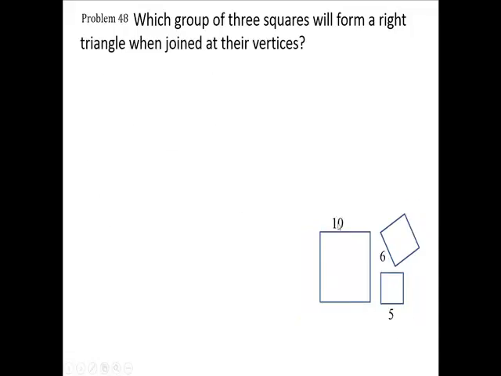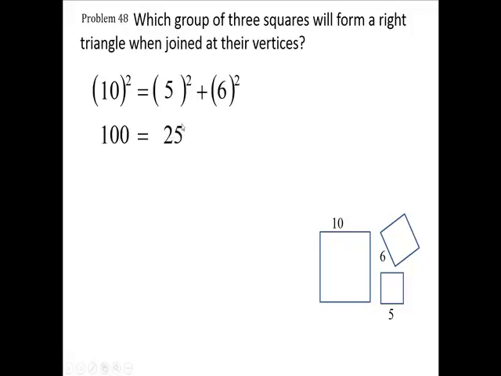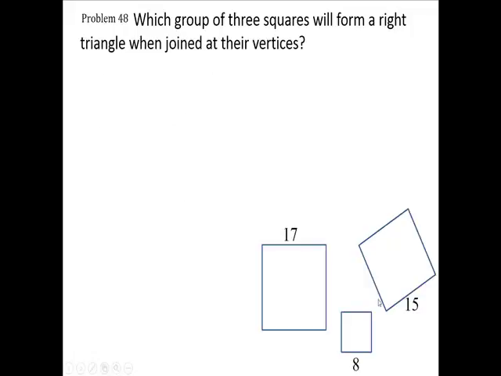How about 10 squared is 6 squared plus 5 squared? All right, so you're getting 100, you're getting 25 here, 36 here. Does 100 equal 61? No. This one better work because the other ones didn't.